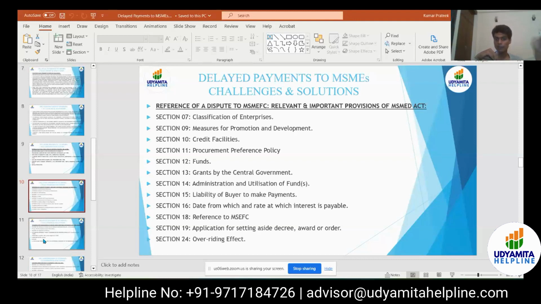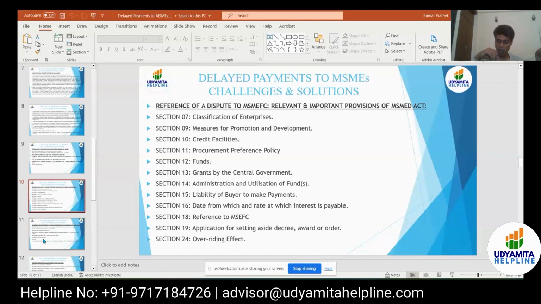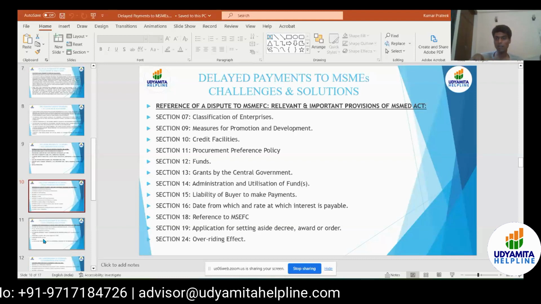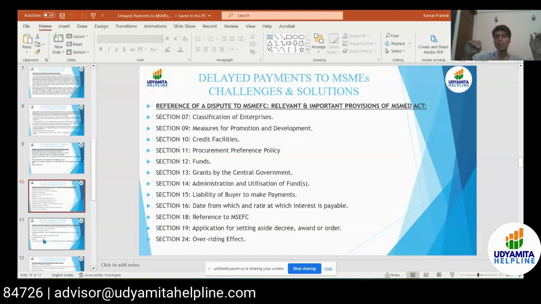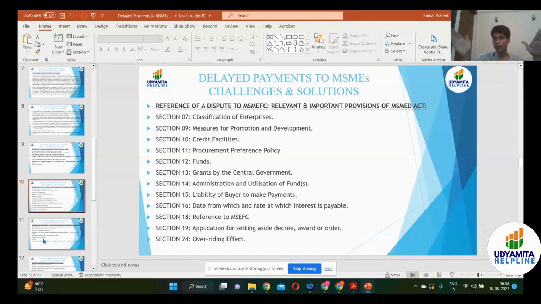Section 14 is administration and utilization of those funds, how the funds or the grants of the central government are to be administered and utilized. Section 15 is the liability of the buyer to make payments. Section 15 says that the buyer is liable to make payment after he has received the goods or services from the supplier, within 45 days. So it says the liability of the buyer to make payment to the supplier of the goods is within the period of 45 days.